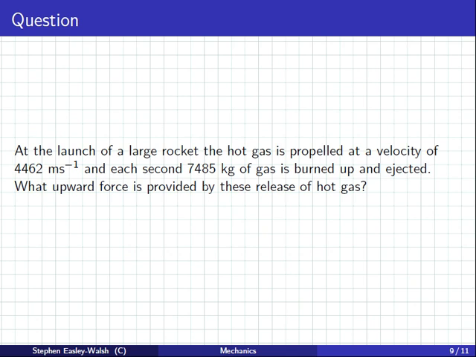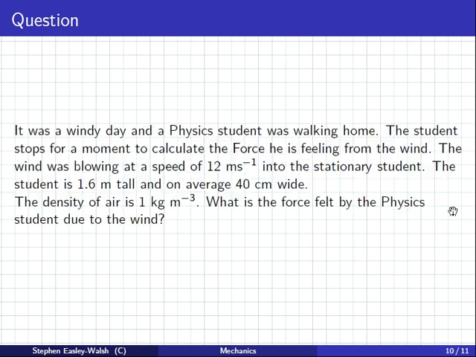53,398,070 newtons. Yeah, so that's a lot of thrust then. Right, one last example. This example, I've seen it in the exam before as a section B question a while ago.